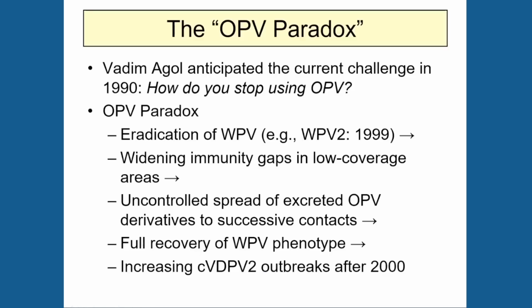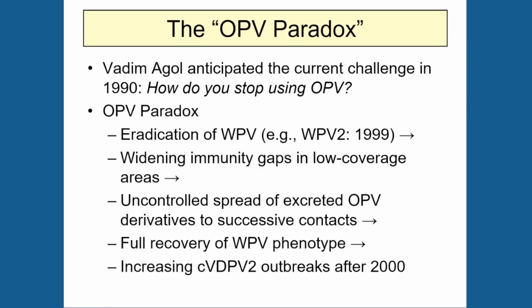As you've already heard, there is something which Walt Dowdle called the OPV paradox. And before he coined that term, at the ICV in 1990, Vadim stood up in the audience and asked me a question after I had given a presentation about the progress in the Americas, which was nearly complete by that time. They eradicated polio from the Americas by 1991. And Vadim's comment was, well, this is all very, very encouraging, but how do you stop with the use of OPV?